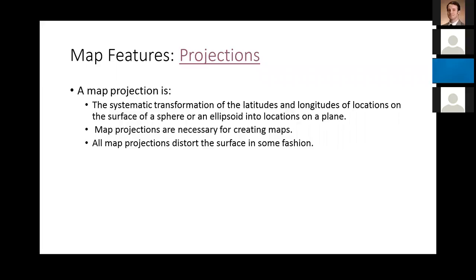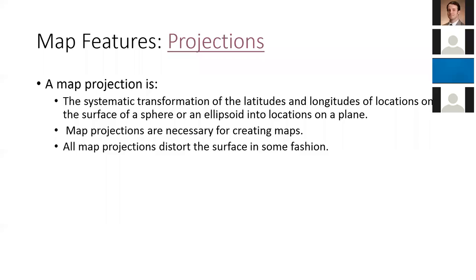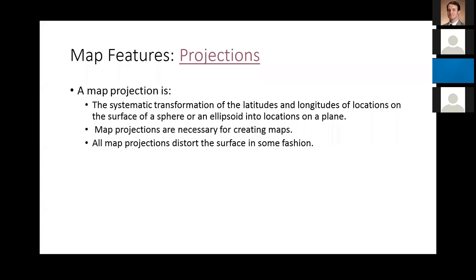All right, so you can see, right, that a map projection is the systematic transformation of the latitudes and longitudes of locations on the surface of a sphere, the Earth, into locations on a plane, so 3D to 2D. They're absolutely necessary. It's really difficult to make an effective map that is depicting a spatial representation without using a map projection. And what you find out is all map projections distort, that's just the nature of the game, is when you sort of smash the orange peel down, something's going to kind of get messed up.